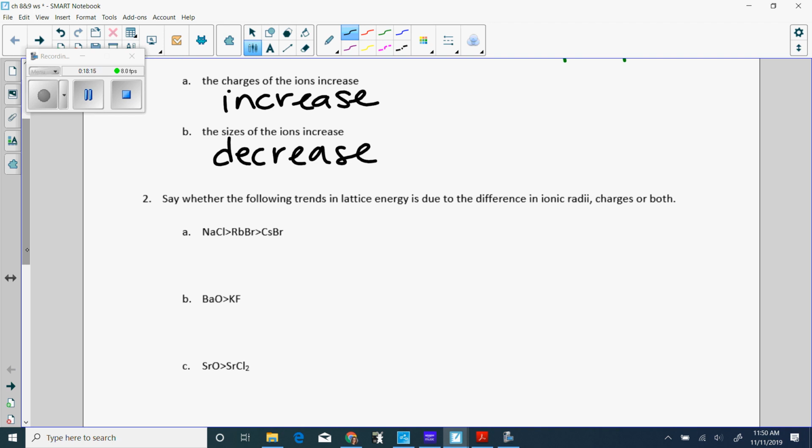Okay. So now you're going to look at these, and you have to say whether the trend is due to the size, which is radii, charges, or both. Charges trump everything. So look at charges first. If you have a tie for charges, then talk about size. Okay? Do that with your battle buddy, and then your homework is 1 through 7 for that.